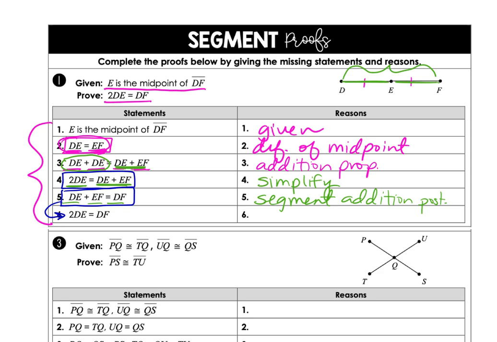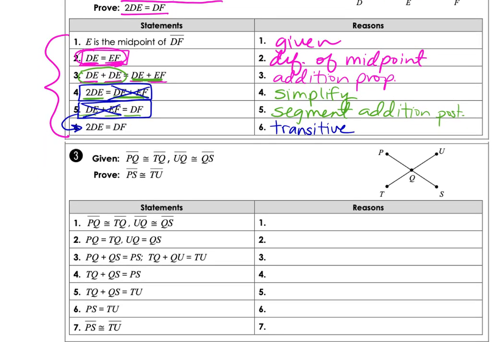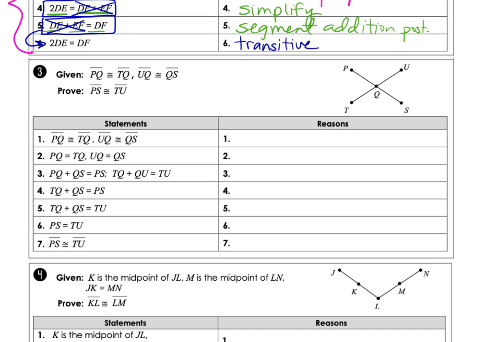I would take substitution. What do I like better? The transitive property. The two in the middle that are the same get taken out, and what we're left with is the transitive property. But you could say I just substituted DF in place of DE plus EF. Questions on that? We're getting a little fancier, right? Okay, go down to number 3, which is the next one for you.